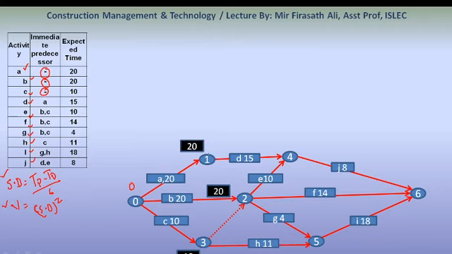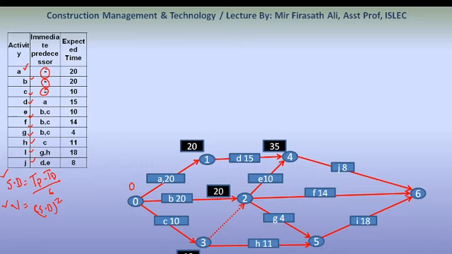Earliest finish time is 20. Here also the earliest finish time is 20. Here the duration is 10. Here also 0 plus 20, we have got 20. Similarly, 0 plus 20, we have got 20. 0 plus 10, we have got 10. These are the earliest starting times.